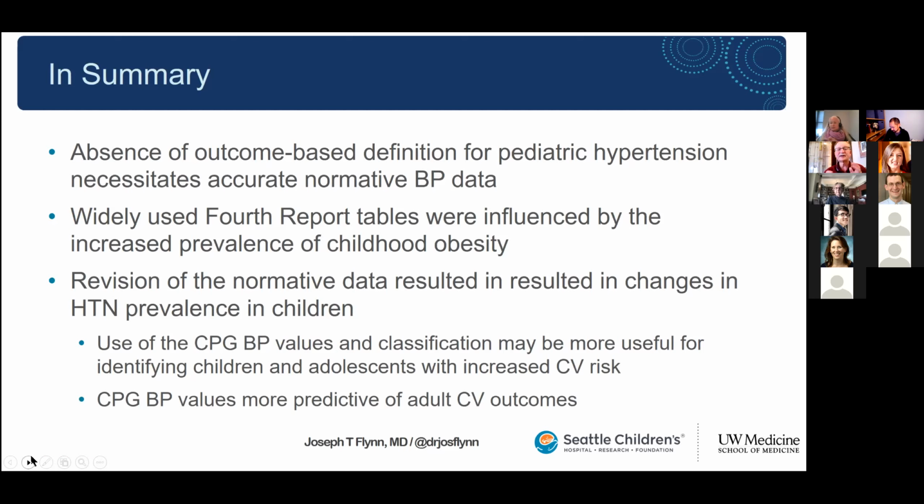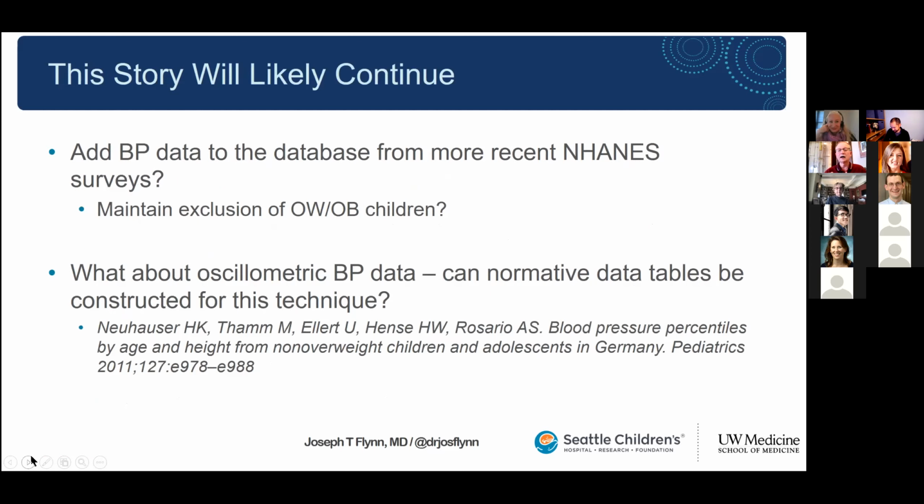Now, probably not over yet. Do we continue to add new data to the database from more recent NHANES surveys? What impact would that have? Do we maintain the exclusion of overweight and obese children? And then the database is based on auscultation, but what about oscillometric data? Because in adults, nobody auscultates anymore. And even the European pediatric guideline says, oh, oscillometric blood pressure measurement's okay in pediatrics.